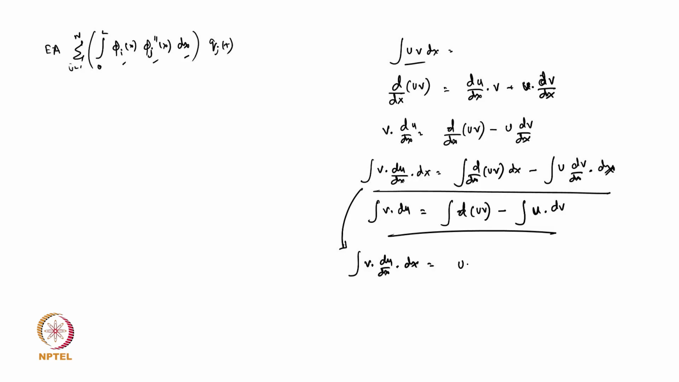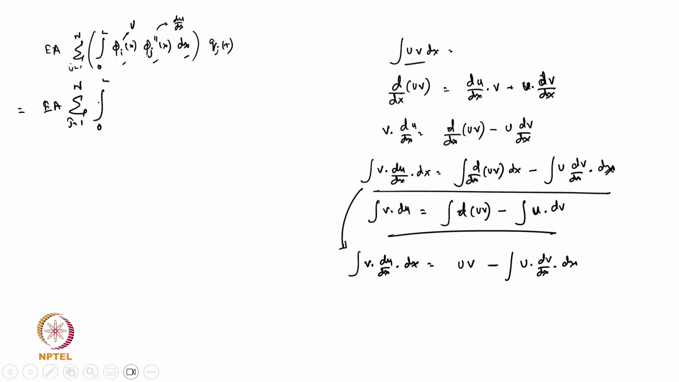So that will be uv minus integral of u dv dx into dx. If I just write it, EA summation of j equal to 1 to n integral of 0 to L. This is my du dx, not d2u dx2, just du dx. This is my v, and this is this, so v into du dx. So u into v, and then minus.